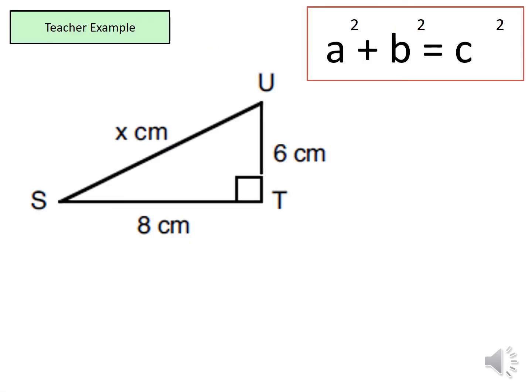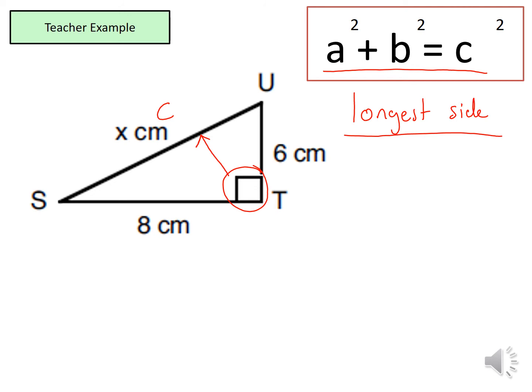For this example, we're going to find out how to find the missing length of this right-angled triangle. The first thing that we need to do is find the hypotenuse. Opposite our right angle is our hypotenuse, the longest side, and we're going to label that C. Now to work it out, we need to use Pythagoras' theorem, A squared plus B squared equals C squared. All I'm going to do is rearrange the formula to make it easier for us. So C equals the square root of A squared plus B squared.